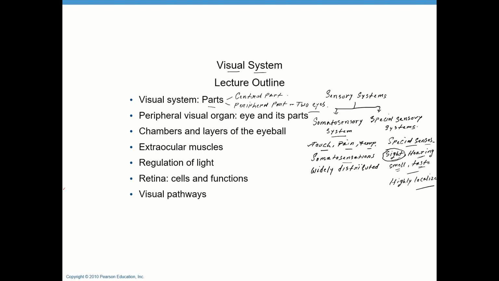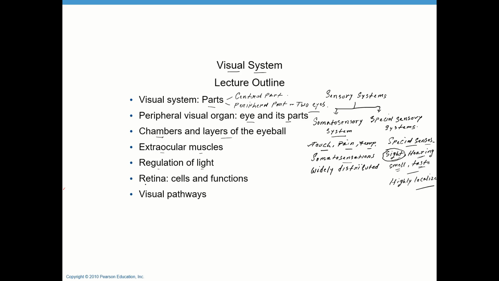So we'll talk about the eye and its parts. We'll talk about the chambers inside the eye or eyeball, layers in the wall of the eyeball. We'll talk about the muscles that move the eyeballs. Those are called extraocular muscles. We'll talk about the regulation of light that enters into the eye, how that amount of light is controlled.